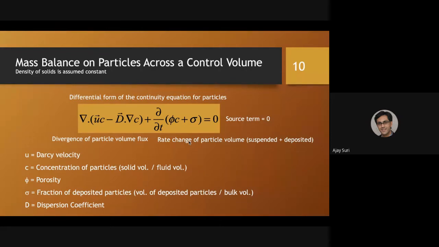I would not go into detail. The right hand side is the particles which are basically suspended and deposited. Initially, there is no deposition of particles when we begin. And so the idea is we are injecting some concentration of particles, and we want to find out how far they can go and what is the deposition rate, how much porosity gets reduced over time as particles deposit. So that's what we want to model.